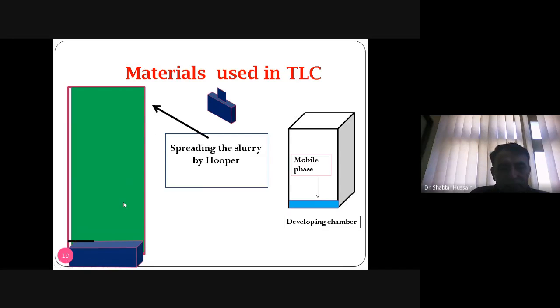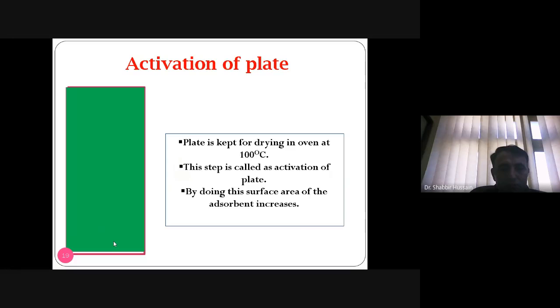Now you draw a line, the bottom line. This is the bottom line, and this is the mobile phase solvent, in what is called a developing chamber. This developing chamber is also called a TLC tank. There are different sizes of TLC tanks available in the market, right? So initially you draw the baseline.